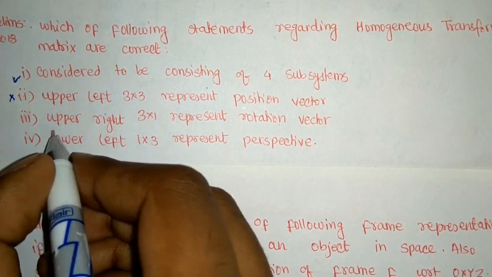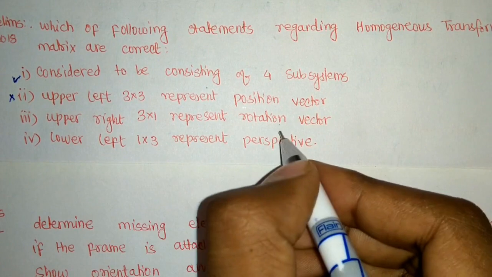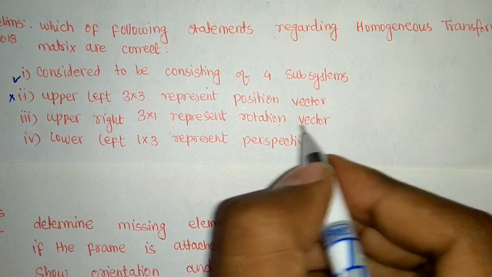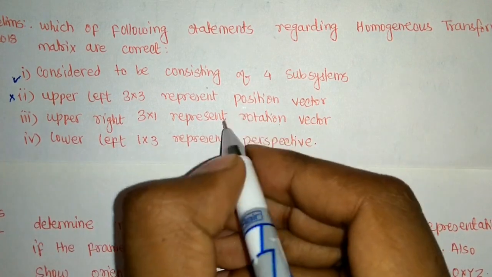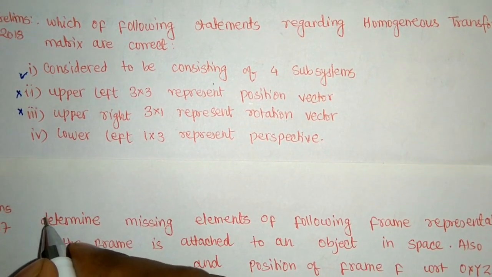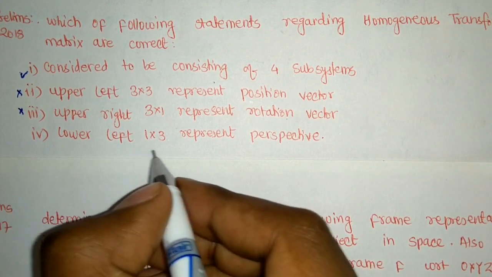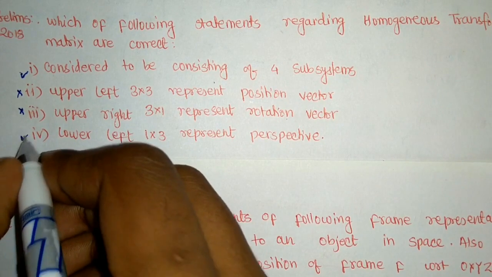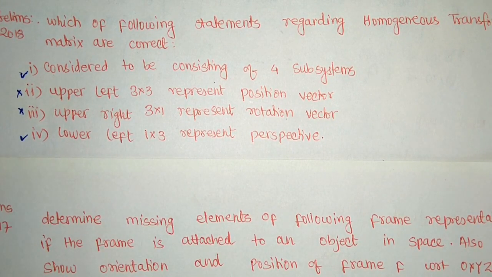Then, upper right 3 cross 1 represents a rotation vector. No, upper right 3 cross 1 represents the position vector. So they have exchanged these two, and this statement is also wrong. The last statement says lower left 1 by 3 represents the perspective matrix. Yes, that is correct. So the correct ones are 1 and 4 only.